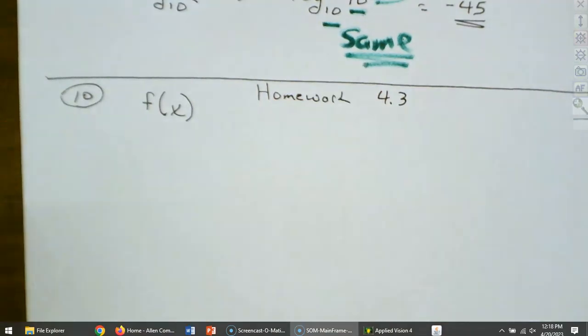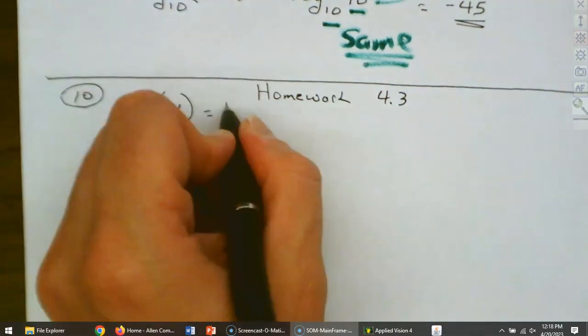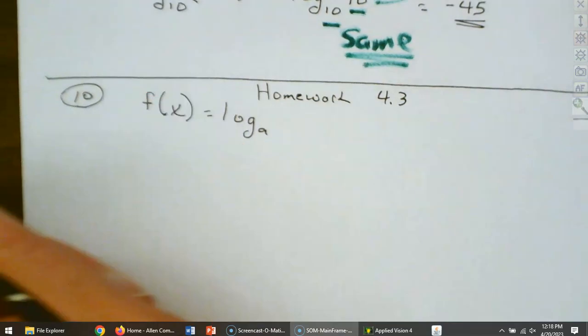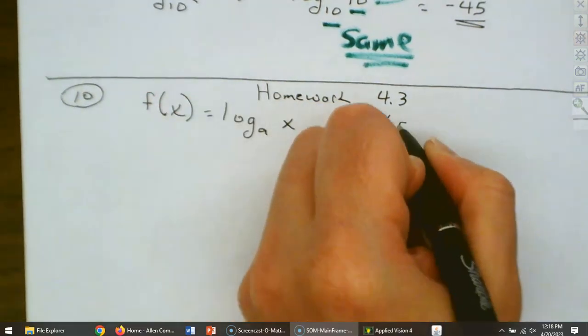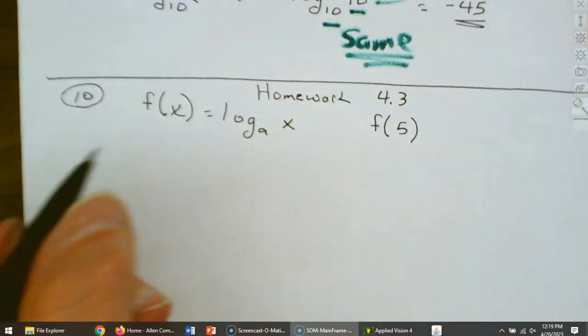They give you this: f of x equals log base a of x. Now we know that f of 5 equals 2.